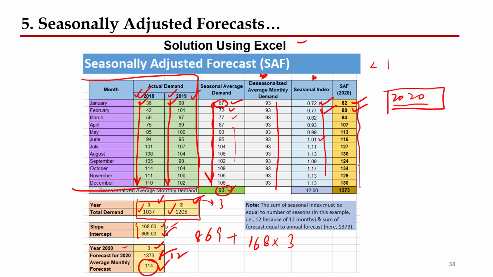Remember one thing: the sum of the seasonal indices must be equal to the number of periods, which is 12. The sum of seasonal indices must be equal to the number of seasons, which is 12, because it's monthly seasonality data. And the sum of the forecasted values must be equal to the annual forecast. So the sum of the forecasted values, which is this one, must be equal to the annual forecast, which is 1373. Let me apply this in Excel as well.